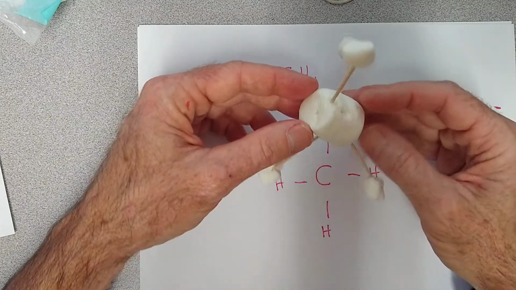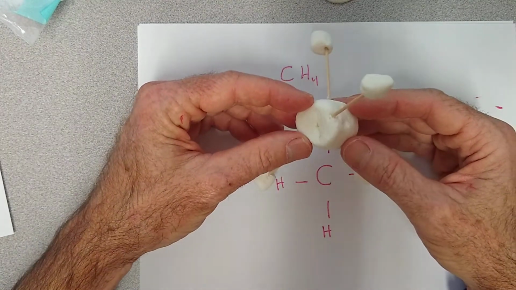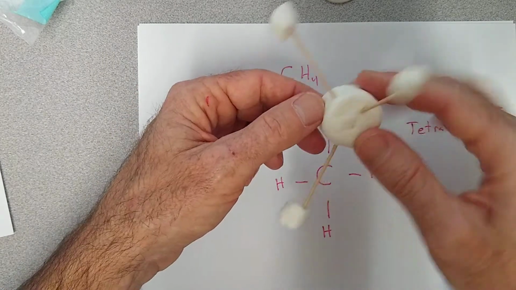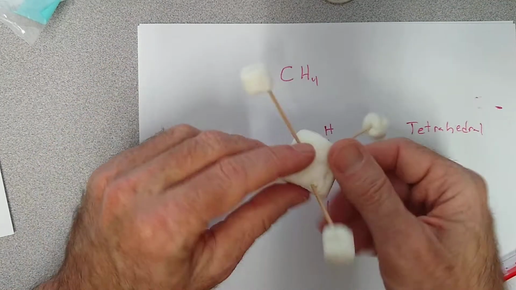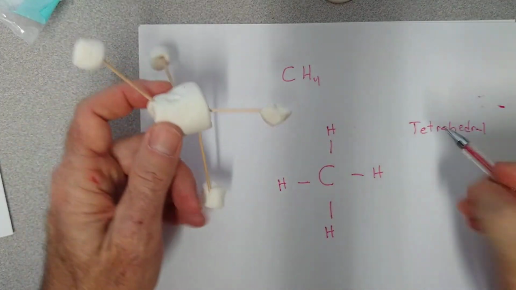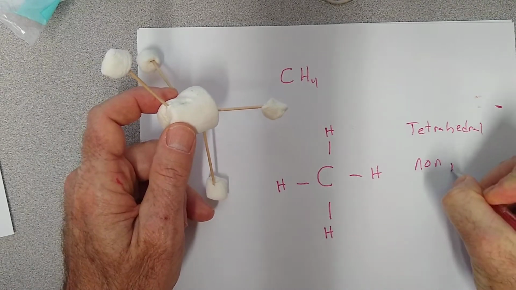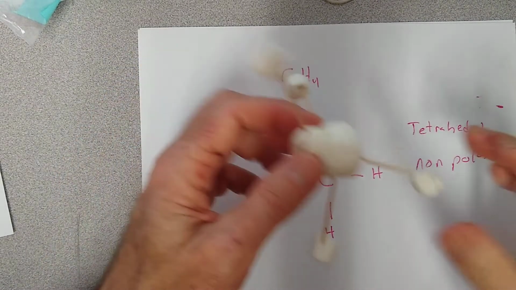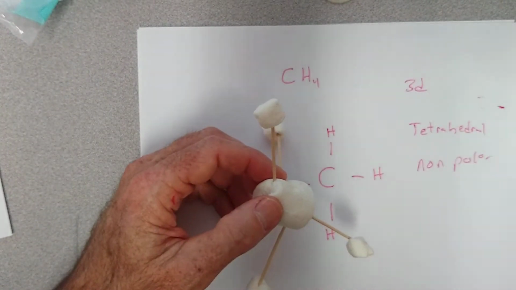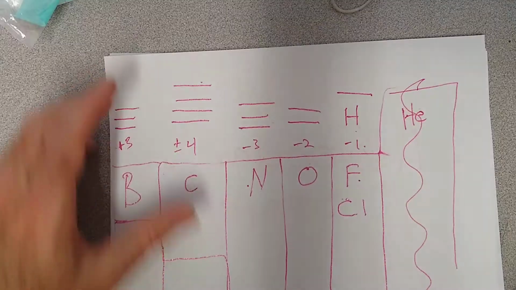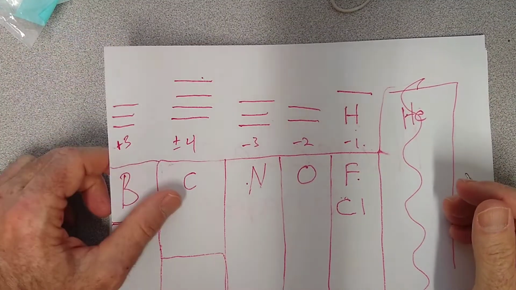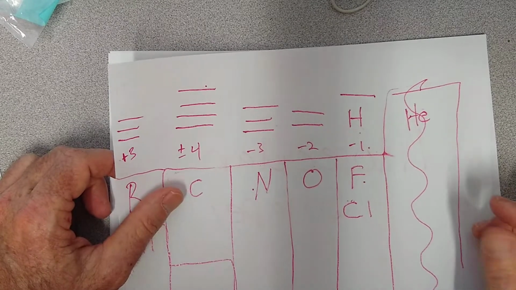And let me ask you a question. If I built this perfectly, would it be polar or nonpolar? Would you be able to tell that I had turned it at any point if I'd built it perfectly? No. So it's tetrahedral nonpolar. And if I ask you if this is 2D or 3D, you'd say it's obviously 3D because it sticks up in the air.